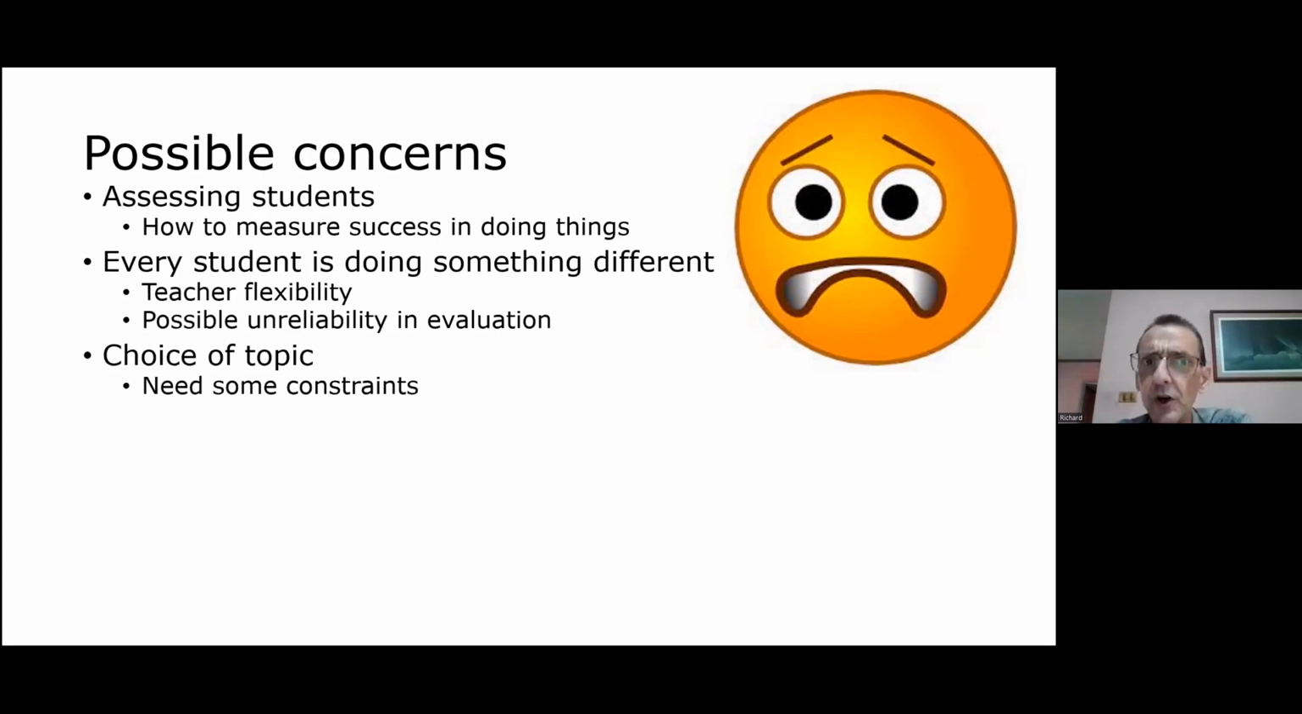Another issue is the choice of topic. I've been saying we want to encourage students to do the things they want to do. But we've learned that we need some constraints. There are some choices of topic that are likely to end in failure, that are likely to lead to major problems. And so we need to have a few constraints about the choice of topic.